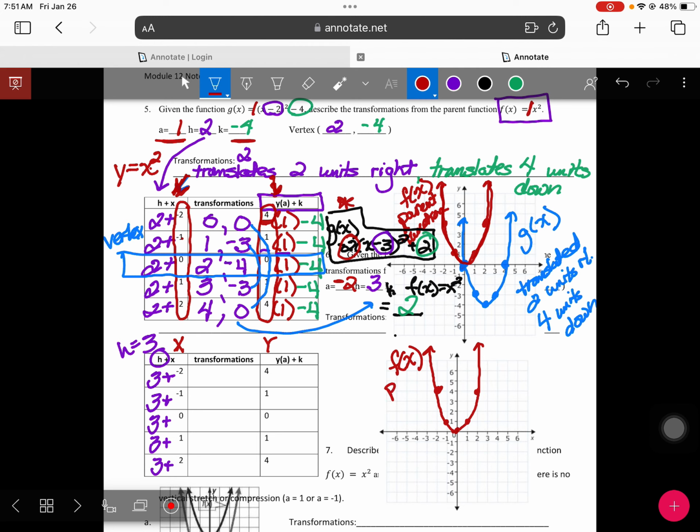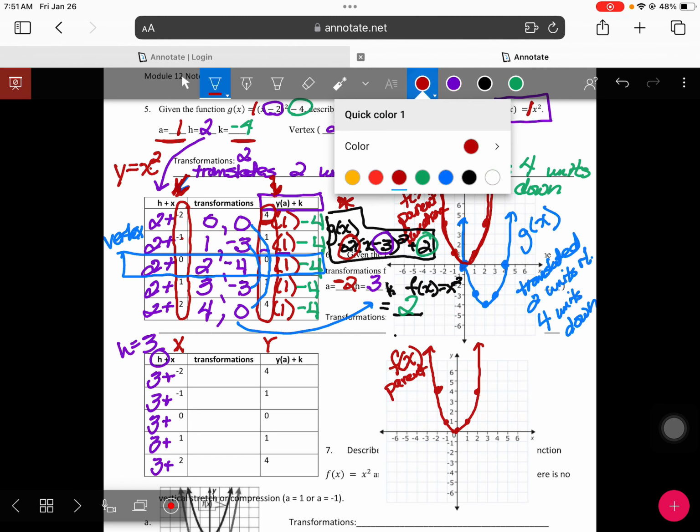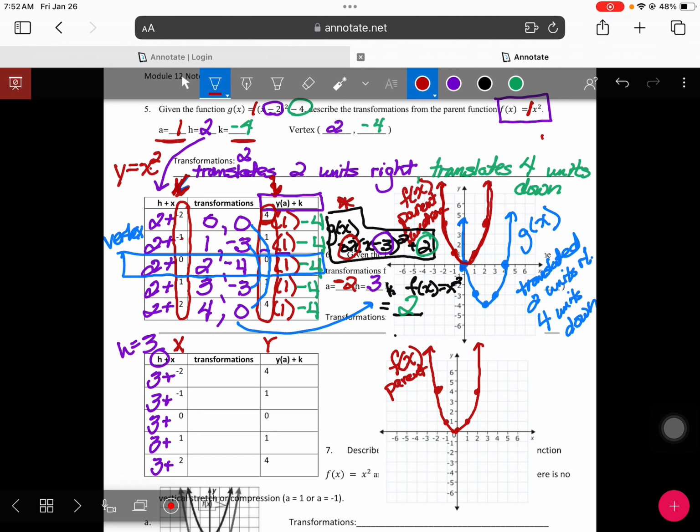So this is your parent. And we are working on g of x. Now, my a value is -2. So my a value here, I'm going to multiply by -2.